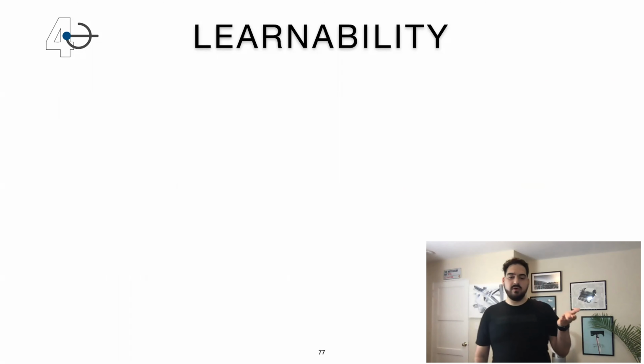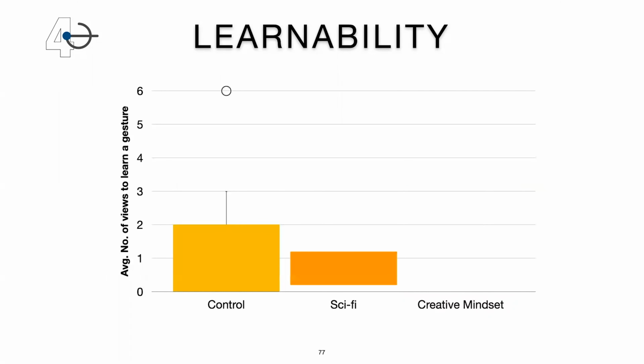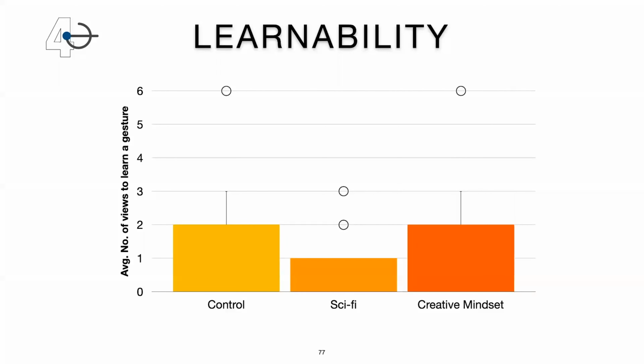But for the overall learnability, by which I mean the total number of gesture video views required to learn all 10 gestures, like how many times a video is viewed on average to learn a gesture in a given gesture set, the control had an average of 1.6. Sci-fi had a significantly lower average of 1.2, and the creative mindset had a 1.56 average number of viewings.